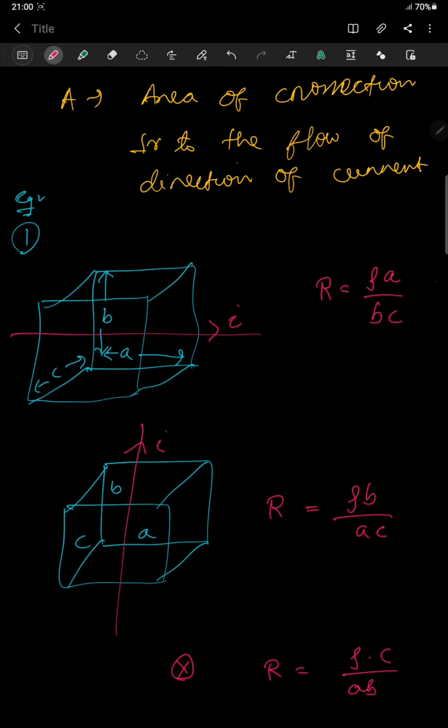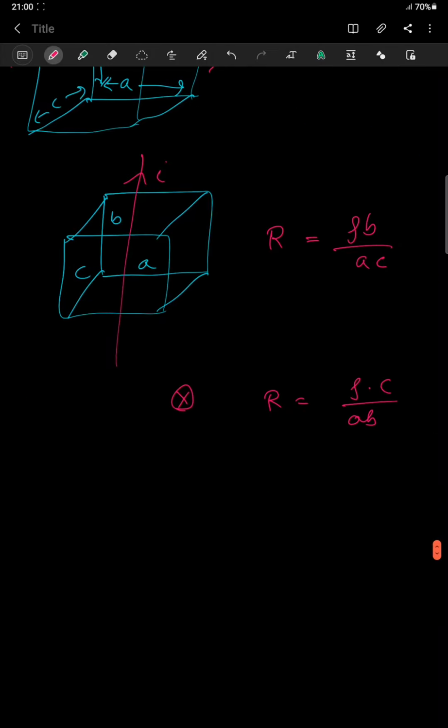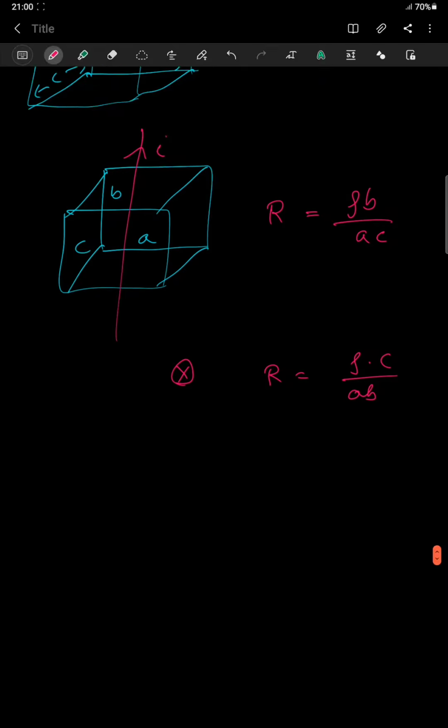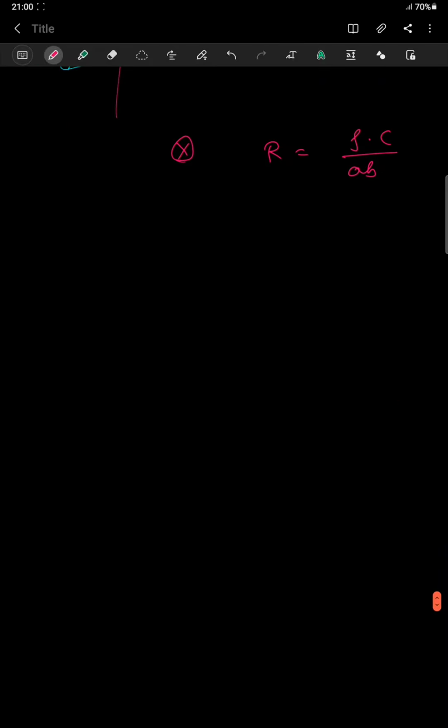So we see in this particular example, if the current direction changes, for the same conductor, a cube of different lengths, the resistance changes. So basically we can conclude that resistance depends on the current direction. Now your resistivity also depends on temperature. Let us see how it depends on temperature.